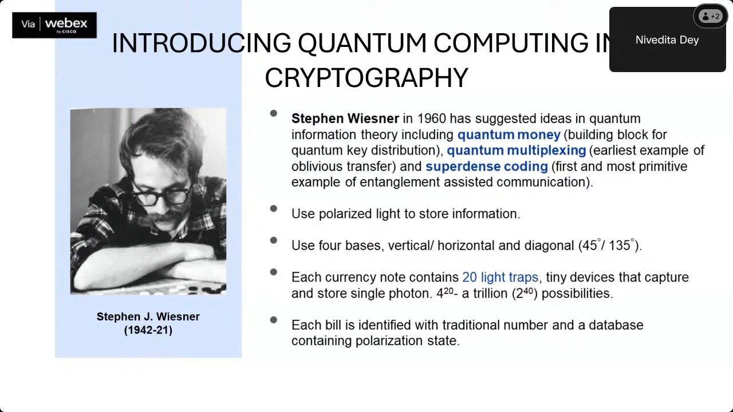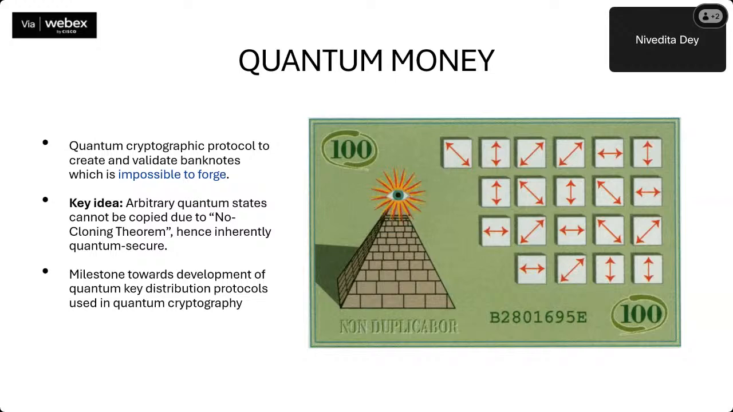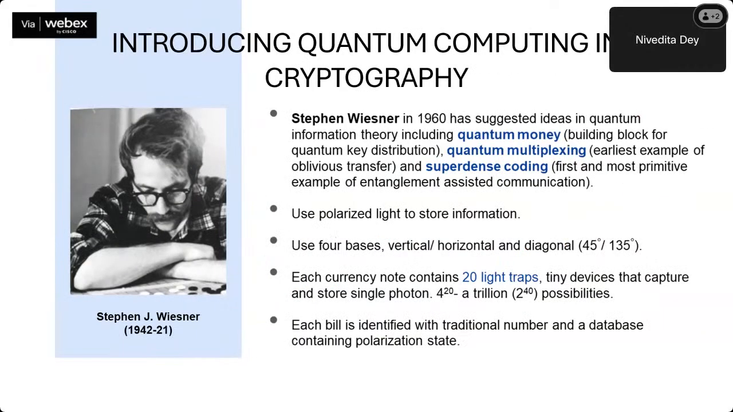So we should not allow a quantum computer or a quantum developer to right now take some of the information from my head. So that is an intuition, that is kind of an idea. Here we are using four bases, either vertical, horizontal, or diagonal, which is 45-degree or plus, or a minus, which is 135-degree. And each currency node, that is each node here, has 20 such combinations, 20 light traps. A light trap is nothing but a tiny device that can capture and store a single photon.